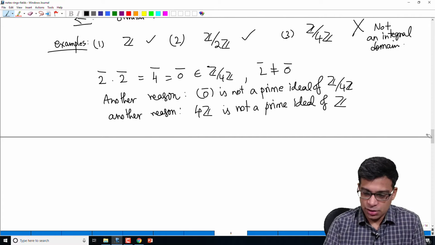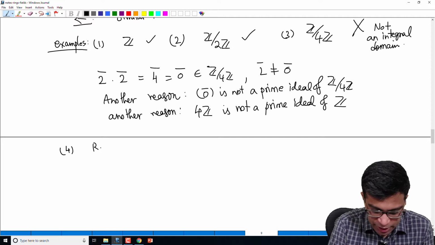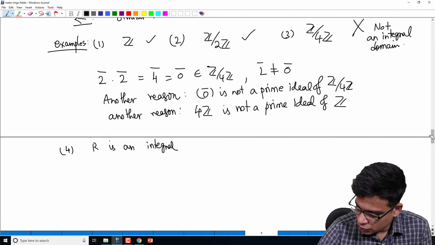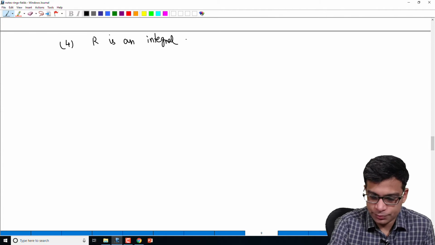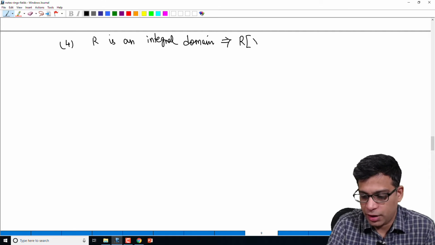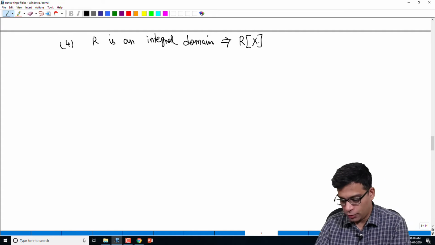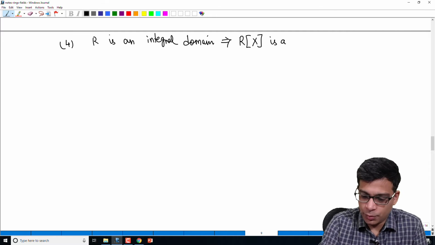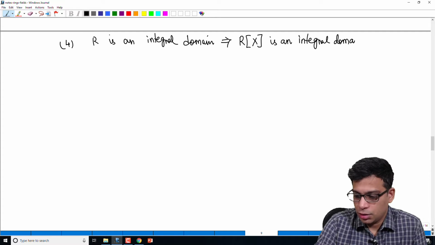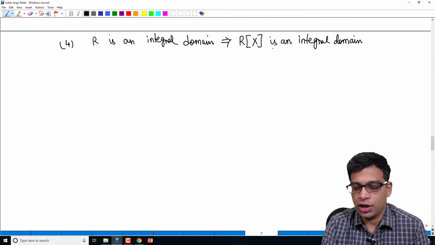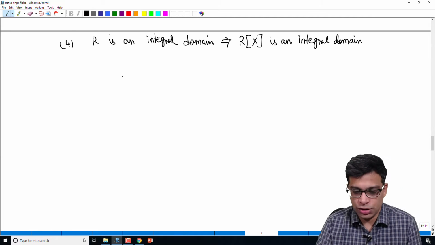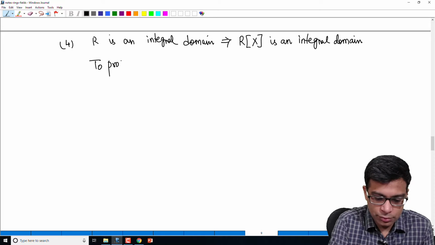So some other examples. Fourth example: if R is an arbitrary integral domain, then I claim that the polynomial ring in one variable, or in fact any number of variables over R, is an integral domain. This requires a little bit of work, but it's not difficult at all. How do you show that R[x] is an integral domain? You want to show that any two non-zero polynomials have a non-zero product.